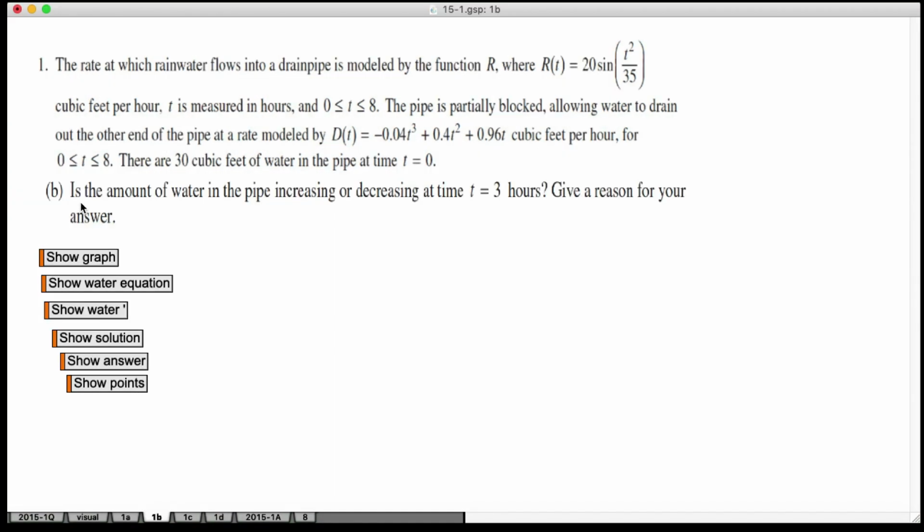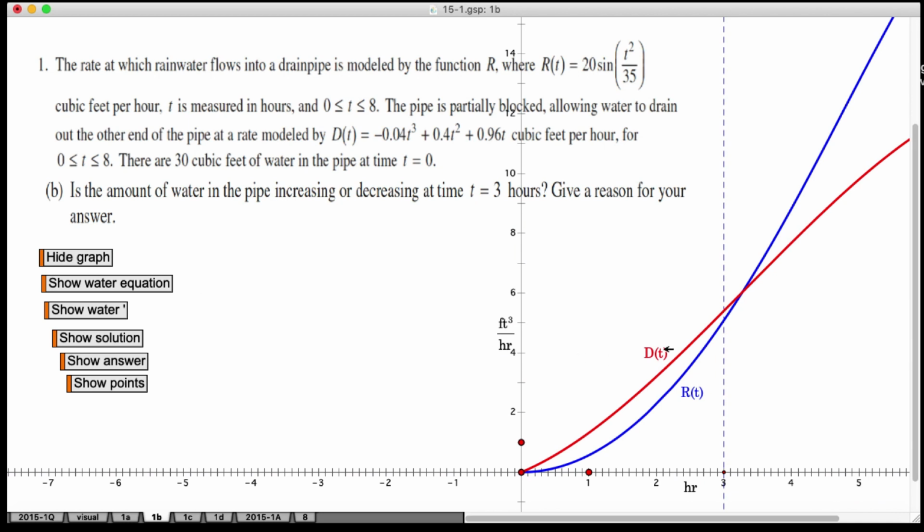Part B says, is the amount of water in the pipe increasing or decreasing at time t equals 3 hours? Give a reason for your answer. So let's look at the graph and see if we can get an understanding of what's going on. I took that graph and blew it up a little bit so we could see better. Here's time t equals 3. And if you notice at time t equals 3, the water is draining at a faster rate than it is coming in, filling.